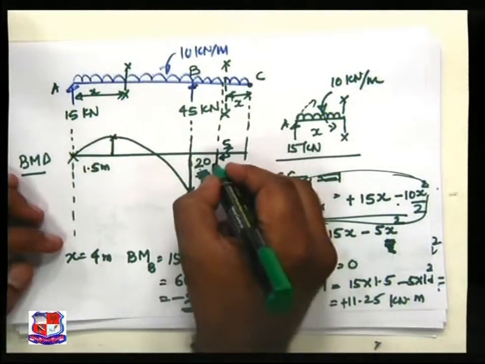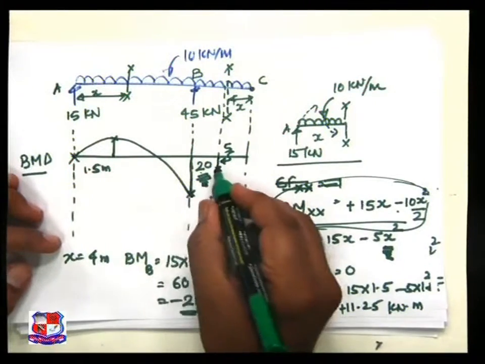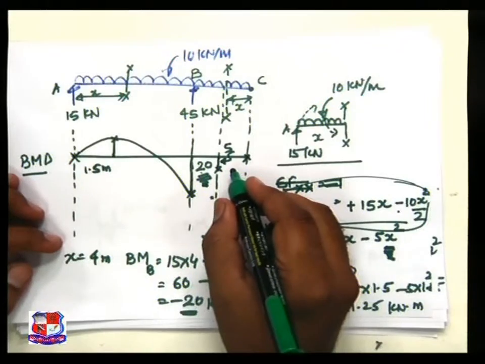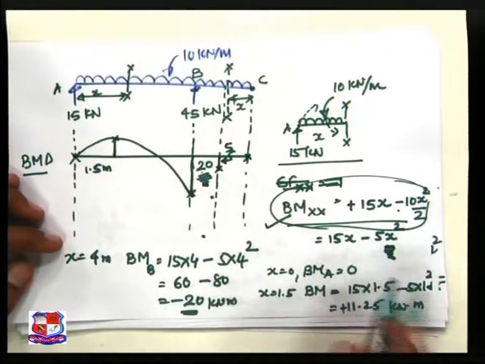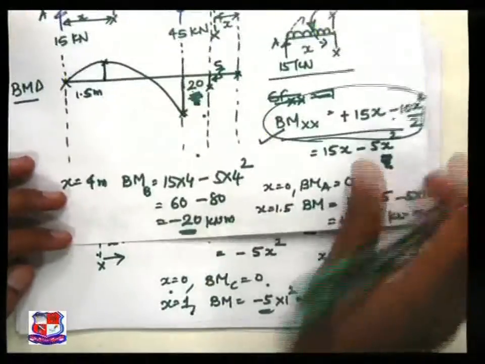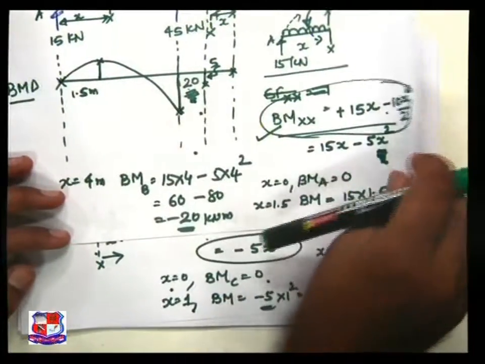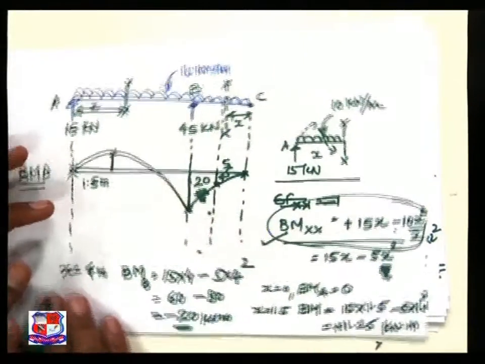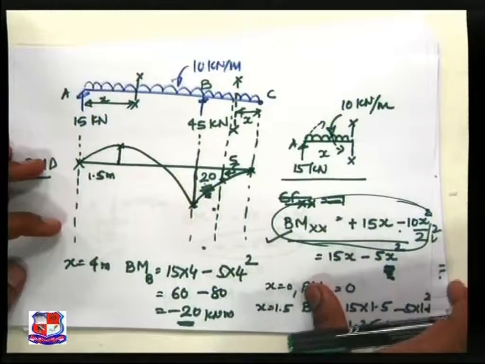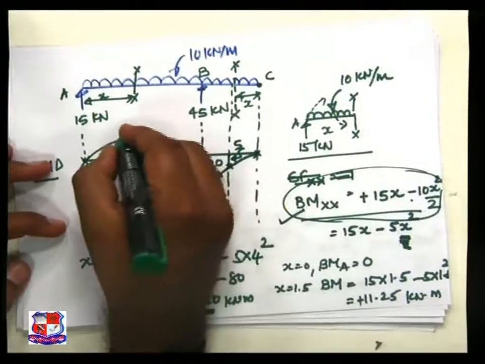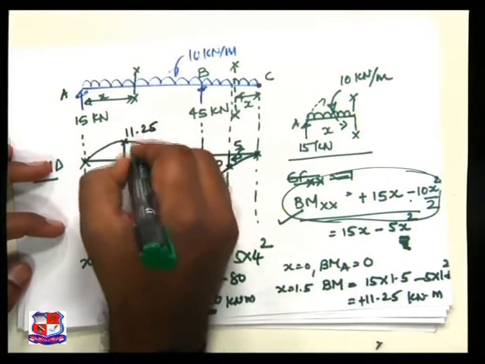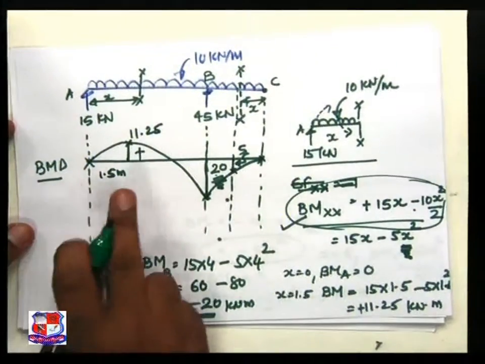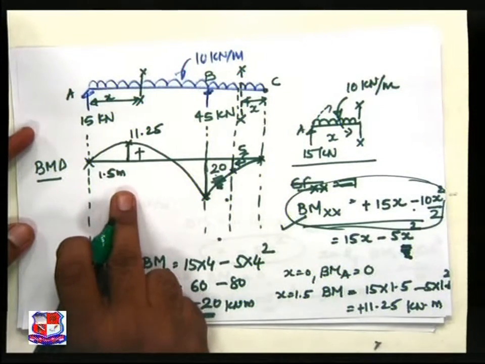Now this is the section. These 1 point, 2 point and 3 point I have to join. How to join? Because 5x square is the equation, this one is joined by a parabola like this. So now this is our bending moment diagram and this maximum is 11.25. So this is our bending moment diagram that we achieve by using the basic concept.